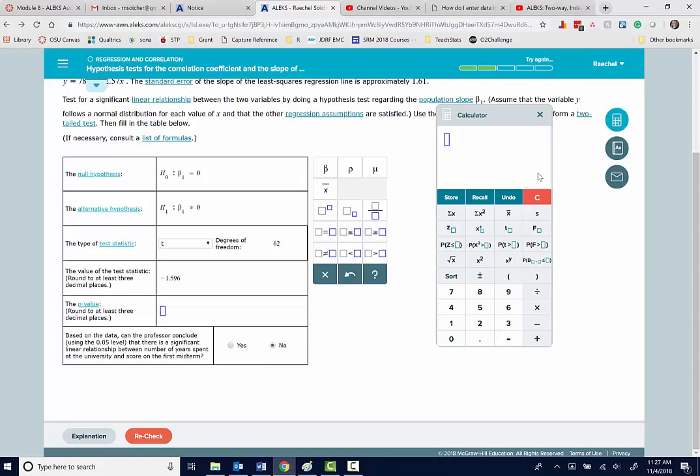This is the same question as we got last time, except that it's asking us to find the p-value. We'll use the p-value calculator just like we always do. But remember, it's a two-sided test. So we want to find p of t greater than 1.596 on 62 degrees of freedom, and then multiply that number by 2 since it's a two-tailed test. This would give us 0.116, and we compare that to our significance level of 0.05, and it's greater than that, so we would say no, we cannot reject the null hypothesis.